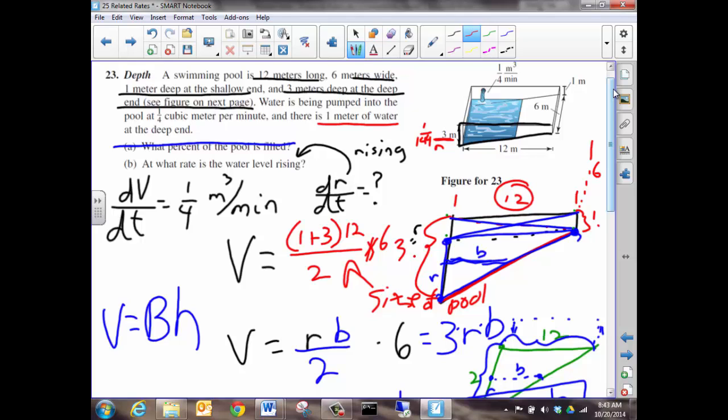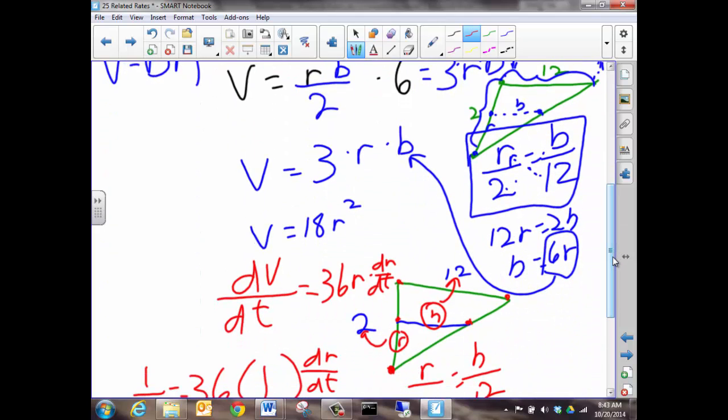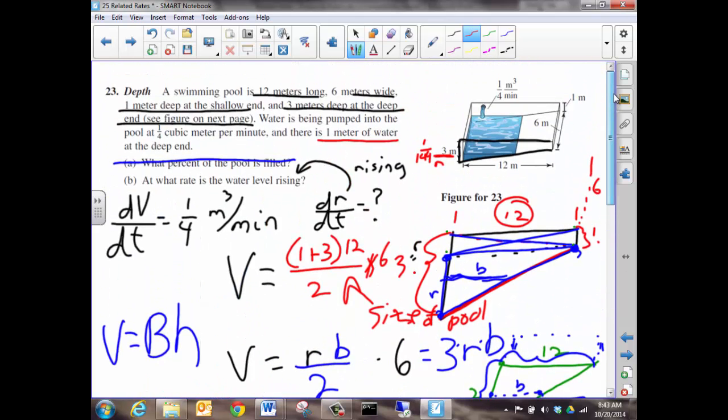Yes, sir. We just care about 1 meter of water in the deep end. Yes, that's how we got that R equals 1. See, because we're concerned about this when there's 1 meter of water in the deep end. So that's how we know that R is 1 there, okay? If we had done this problem when R was 0.25, we'd get a much different answer. Does that make sense?